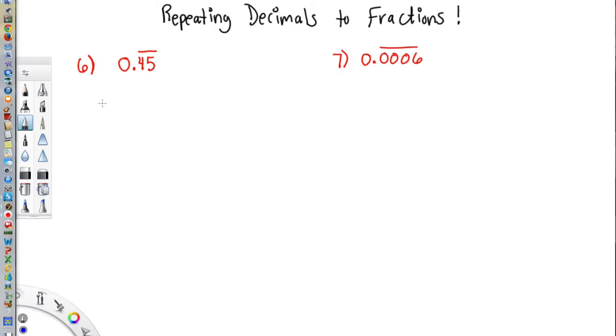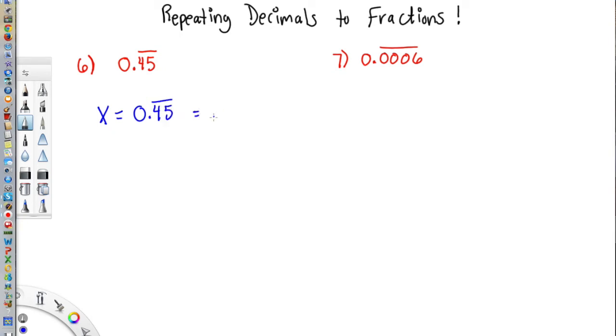Okay, now here comes the tricky part, which hopefully is not too tricky, but we've got repeating decimals to fractions. The first thing we need to do is set up a simple equation. We're going to say that number 6 here is 45 hundredths, a repeating decimal, so that 45 hundredths keeps on repeating. So we're going to say x is equal to 0.4545 repeating decimal. And what does that mean?